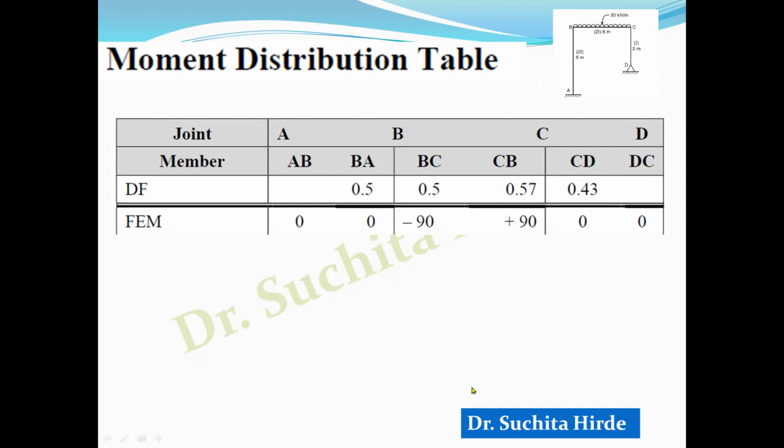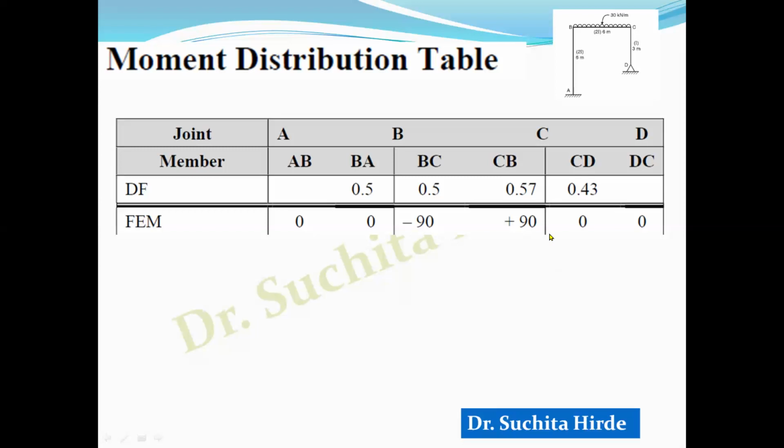So this I already explained in previous videos, how to carry out this moment distribution. There are repetitions of balancing and carryover in moment distribution. So the first step is balancing. Now here you can see that at joint B the summation of moment must be 0. But here the unbalanced moment is -90, which is to be balanced. So if the unbalanced moment is negative, we have to balance with the opposite sign, that means positive. So -90 into 0.5 we have to write here.